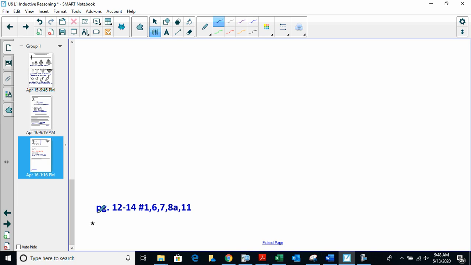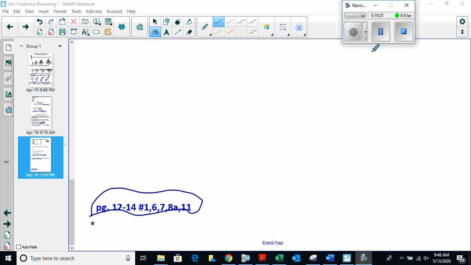The assignment that you will work on is on pages 12 to 14, numbers 1, 6, 7, 8A, and 11. And this is the lesson. We will continue with lesson 2 today, because today you will see 2 lessons. As you see, they are very simple. So for reasoning, we'll combine 2 lessons together.